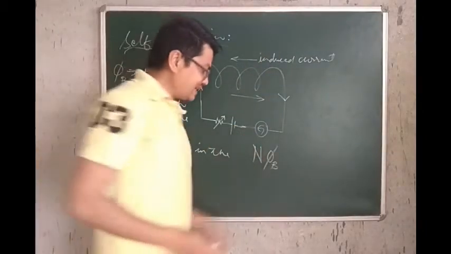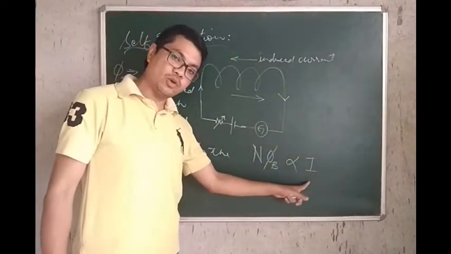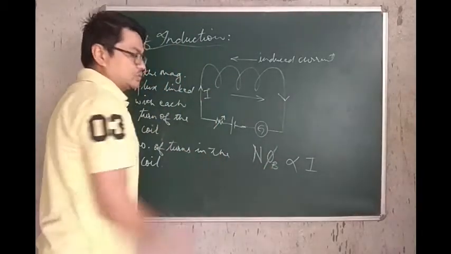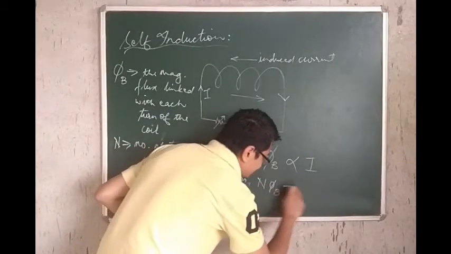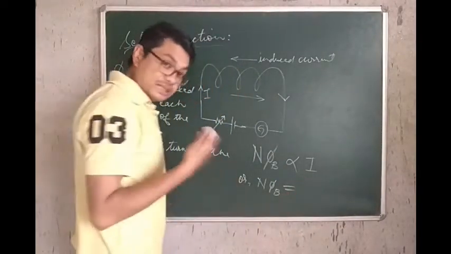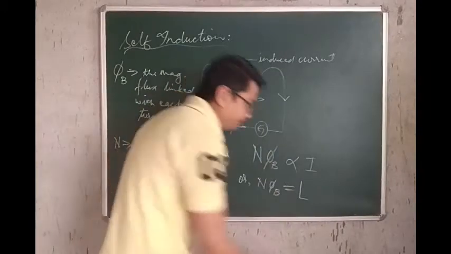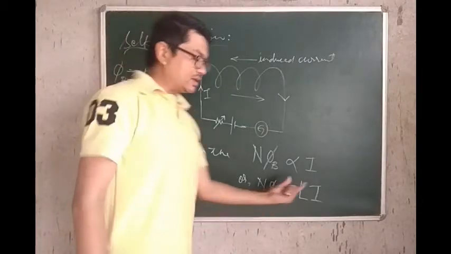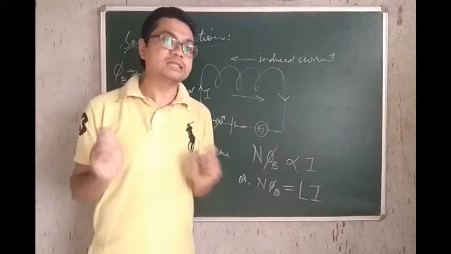Alright, so the flux linked with the coil is directly proportional to the current flowing. The more the current flowing, of course there will be more flux linked with the coil. So I is the current flowing, so to say. Or from here we can write N phi B is equal to, obviously we know the proportionality sign can always be replaced by an equal to sign provided we add some constant. And the constant here is denoted by a capital L. So L into I, where capital L is called the coefficient of self-induction, or it's also called self-inductance.